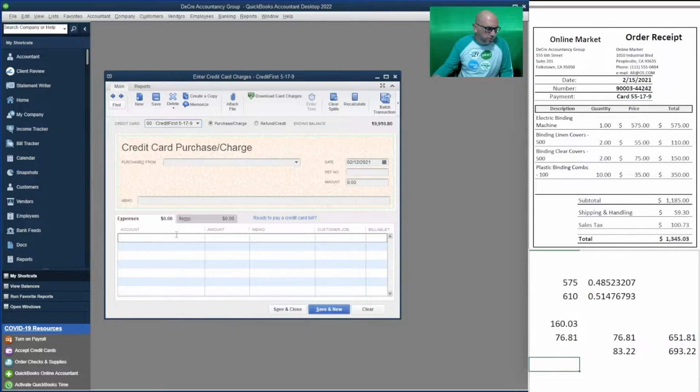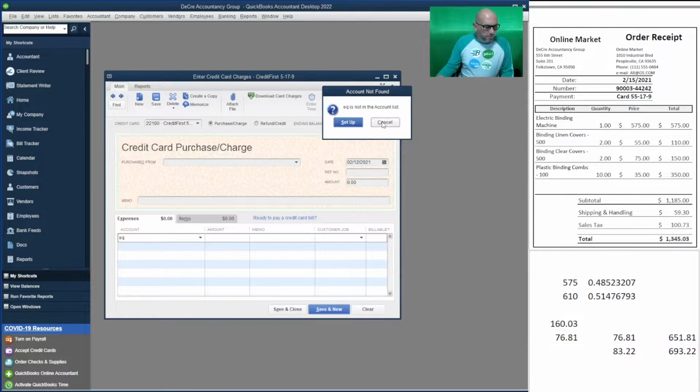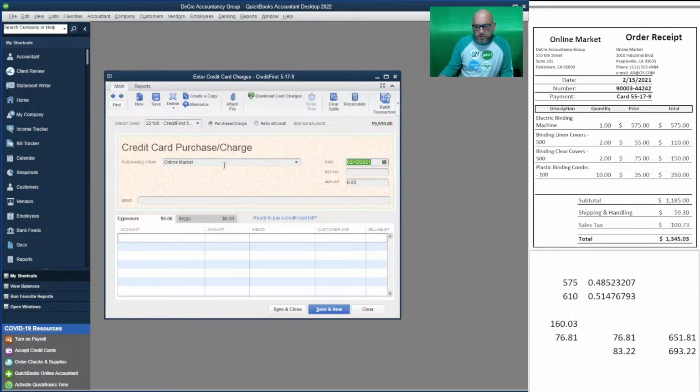So let's put it here again. Oops, I haven't started processing it. It's from our online market, 215 to 21. Let's do the reference number right here.